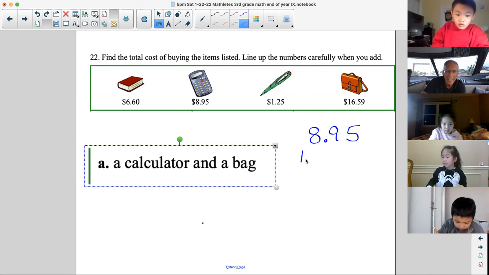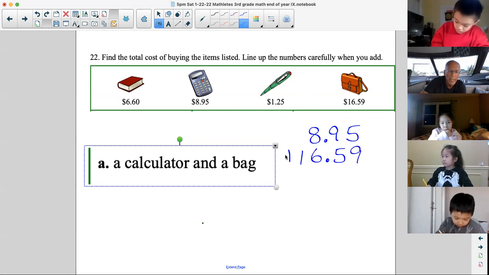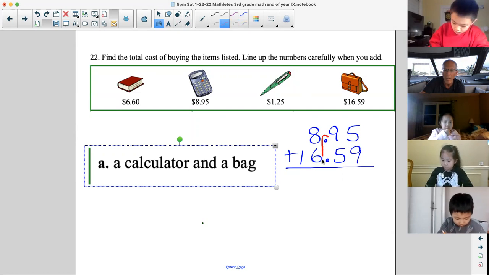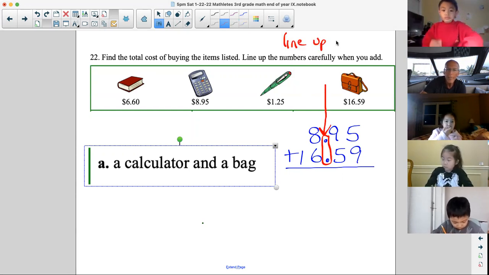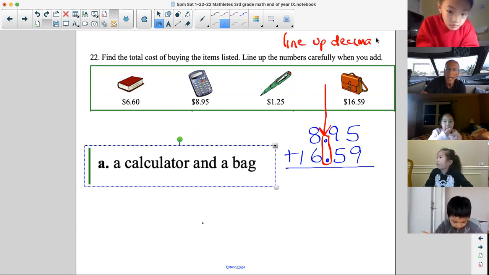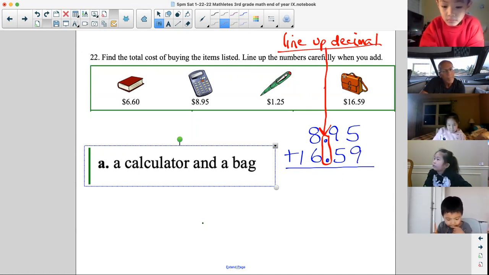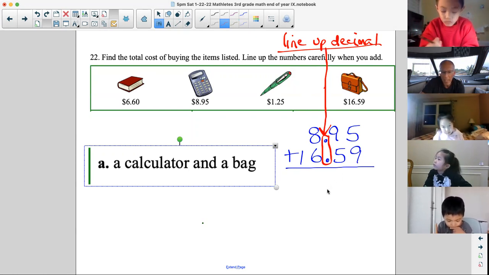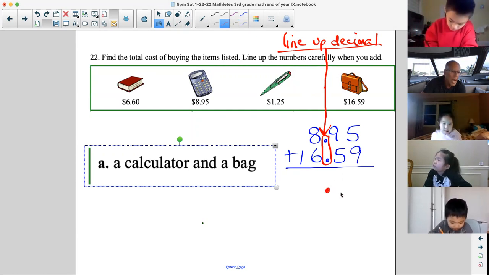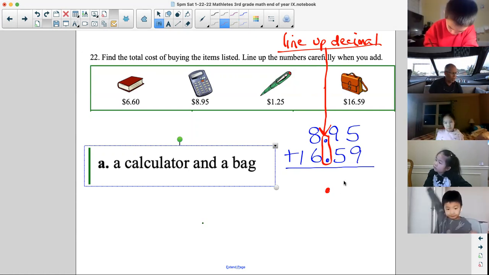The bag is going to be $16.59. Now notice you must line up the decimals. If you don't line up the decimals, you cannot do addition or subtraction. And the decimal in the answer goes right below. So you go calculate that and then let me know, please.